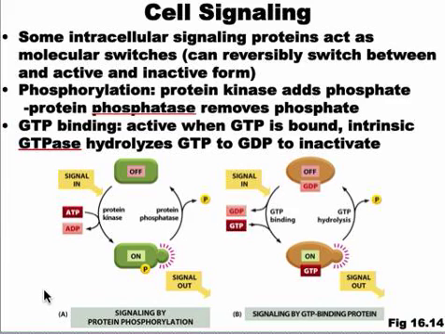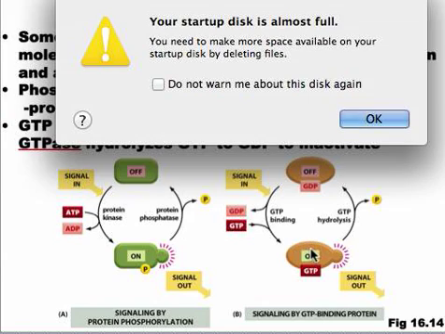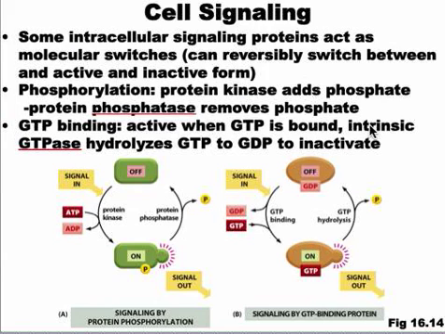So that's what we can see here. So here we have our GTP protein on. Now it has its own intrinsic GTP hydrolysis activity. So after a certain amount of time, it's going to undergo GTP hydrolysis, and that's what's going to remove the phosphate and turn the protein off.